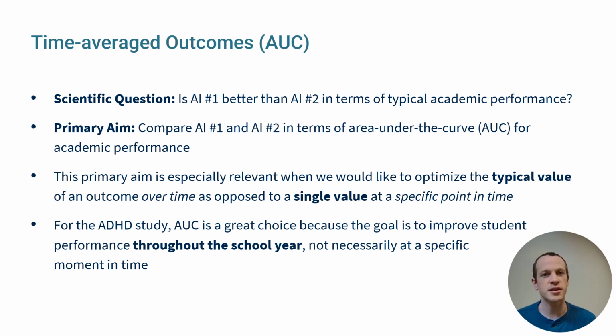Now we'll spend a few minutes talking about time averaged outcomes. So in this case, the scientific question would be, is AI1 better than AI2 in terms of typical academic performance? And by typical, what we really mean is averaged across time. The primary aim is going to look like this. We want to compare AI1 and AI2 in terms of area under the curve, AUC, for academic performance. So this primary aim is going to be especially relevant if we want to optimize the typical value of an outcome over time as opposed to a single value at a specific point in time.